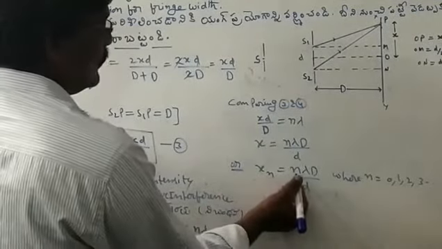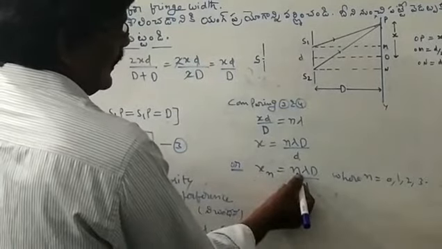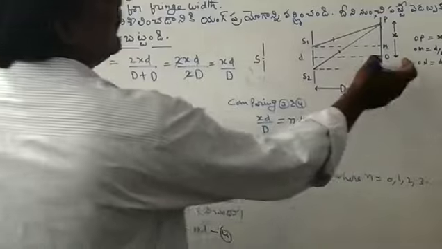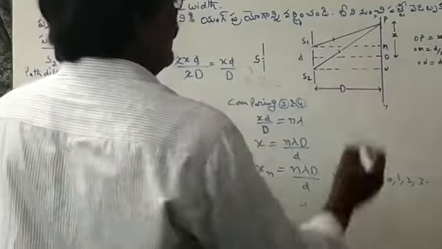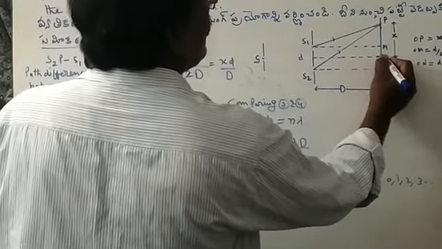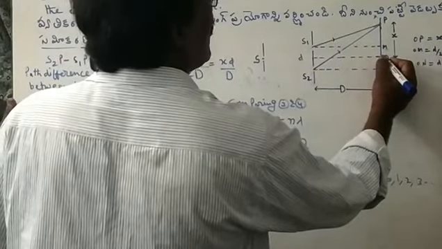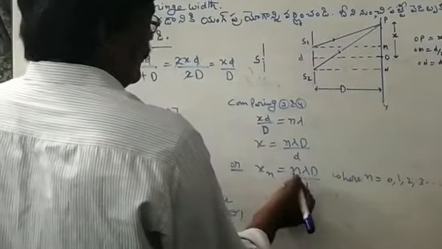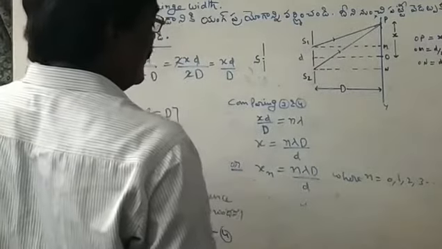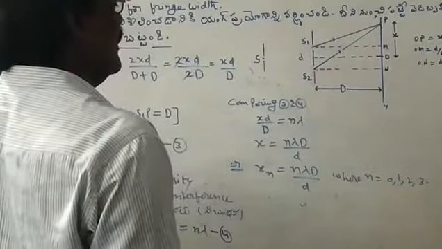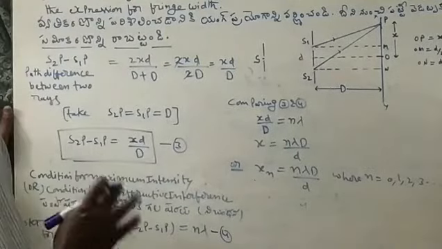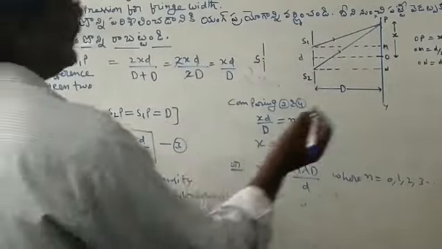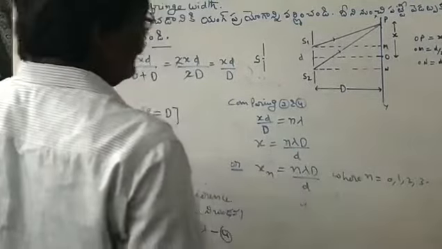Substituting n is equal to 0, xn is equal to 0. That's why the central maximum, the bright fringe, is formed at O. If n is equal to 0, xn is equal to 0. This indicates O is bright, and the bright fringe is formed at O.